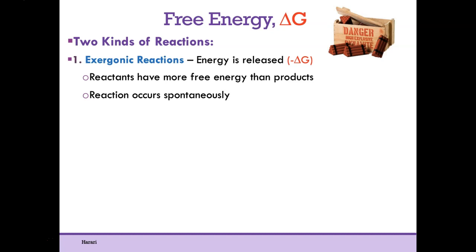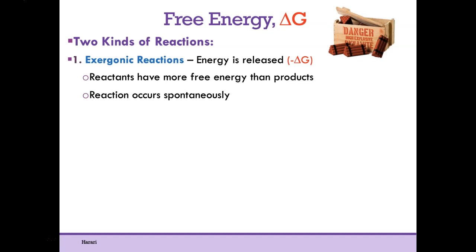This gives us a negative delta G. We got a negative delta G value, which means that the reactants have more free energy than the products. If the reactants, the starting materials, have more energy than the products, that means energy must be released. Right? If you have more energy in the starting materials, and then your products have less energy, well, where did the energy go? It had to have gone somewhere, right? Energy can't be lost. So the energy must have been released into the environment.